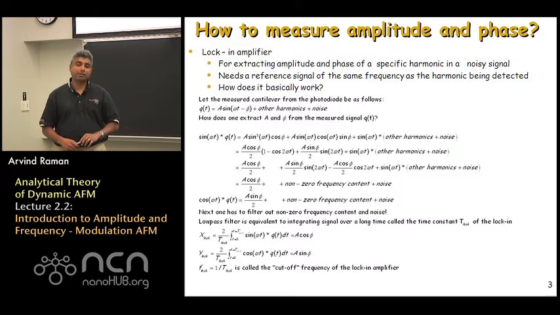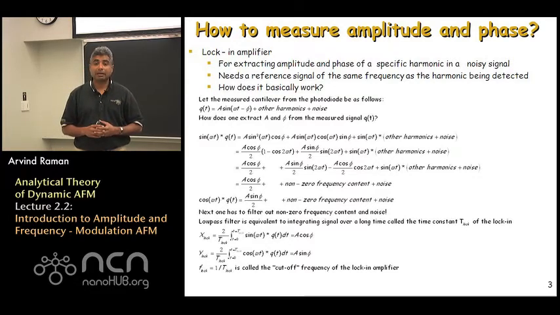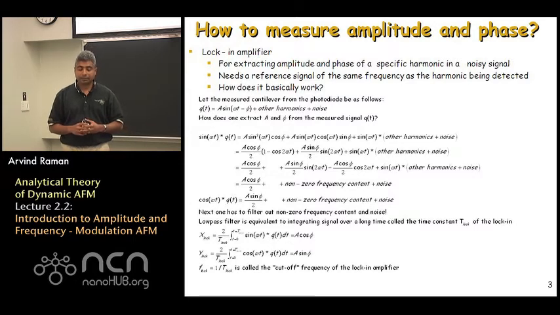But before we move ahead, it's important to take a little detour and talk a little bit about how one would actually measure the amplitude and phase and track the frequency shifts and track the phase, for example. A key component of an atomic force microscope these days is the lock-in amplifier. The goal of the lock-in amplifier in an AFM is to extract the amplitude and phase of the signal that's coming out of the photodiode, which is detecting the motion of the cantilever.